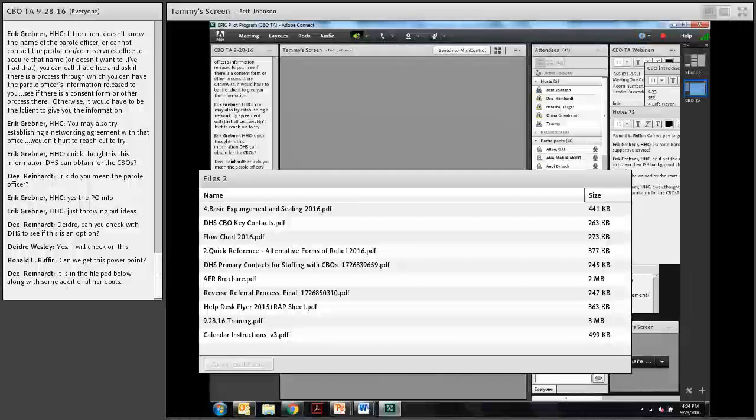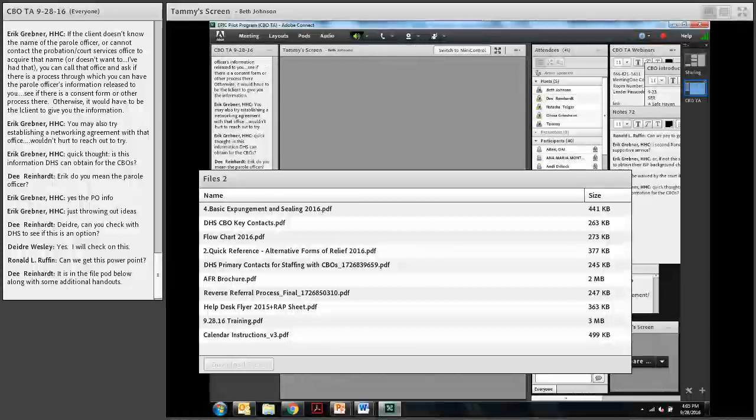The basic expungement and sealing, the number 4 there, it's numbered because of another reason, sorry about that, is a good handout for people. It's more basic. The flow chart's a little more complex, but people can follow it. It's just a way to determine if you're eligible. And then the 92816 training PDF, that's a PowerPoint we just went through.